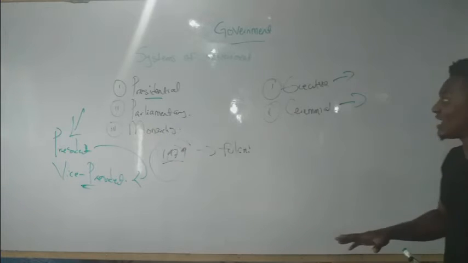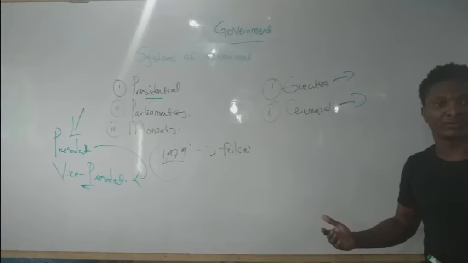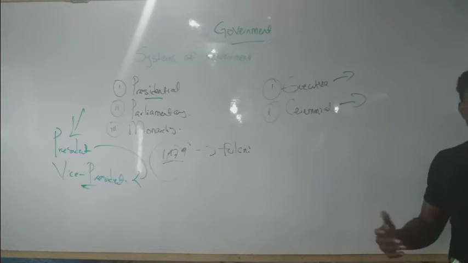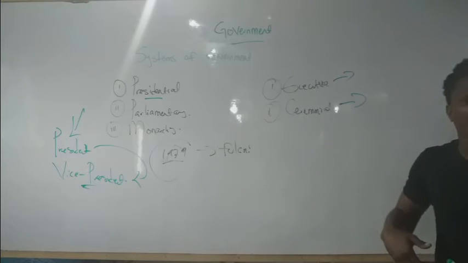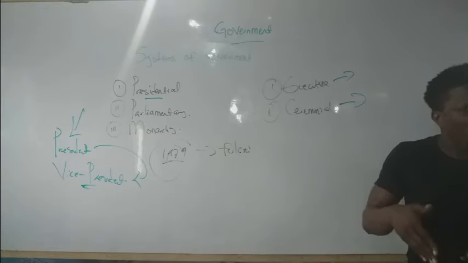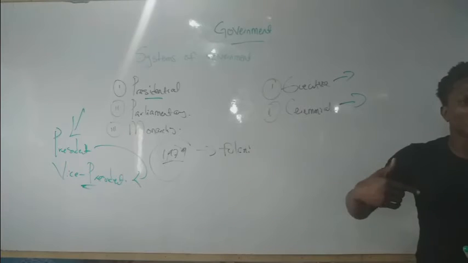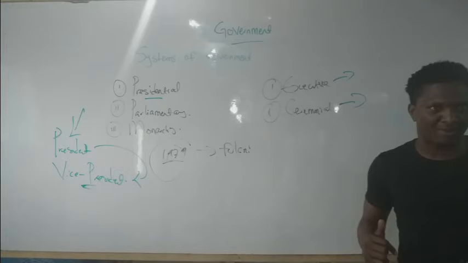Ceremonial head, we talk about head of state, while executive head, we talk about the head of government. Now, let us look at the functions of the president as the head of state. In other words, the functions of a president in his ceremonial capacity.